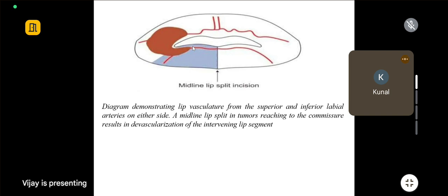Again there will be sagging of the chin in the vertical split. That's one thing, that you are cutting the orbicularis oris muscle, the mentalis muscle, and it will lead to an unsightly scar. So to prevent that scar, we make a zigzag or Z-plasty kind of thing to correct that.